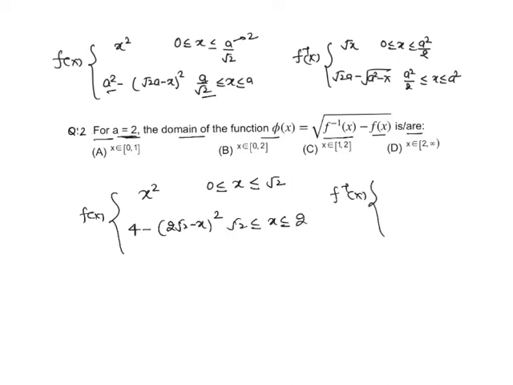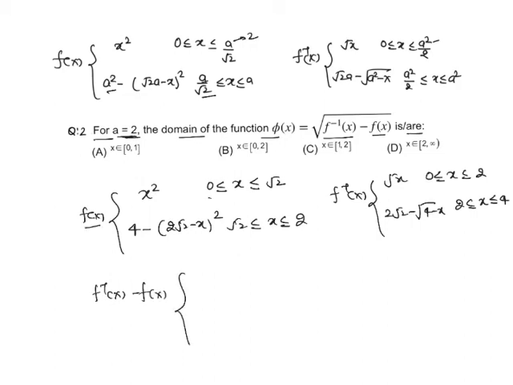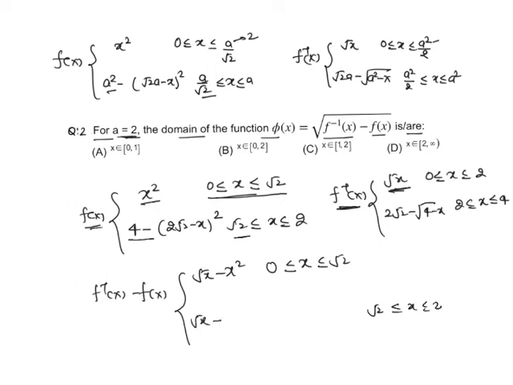Similarly, f inverse x will come as root x when x is greater than or equal to 0 and less than or equal to a square by 2, which is 4 by 2 is 2, and 2 root 2 minus 4 minus x when x is between 2 and 4. Now we will find f inverse x minus fx. The smaller interval is 0 to root 2. If x is between 0 and root 2, f inverse x is root x, and fx is x square. Next, when x lies between root 2 to 2, f inverse x is again root x, and fx is 4 minus 2 root 2 minus x whole square. That is f inverse x minus fx.